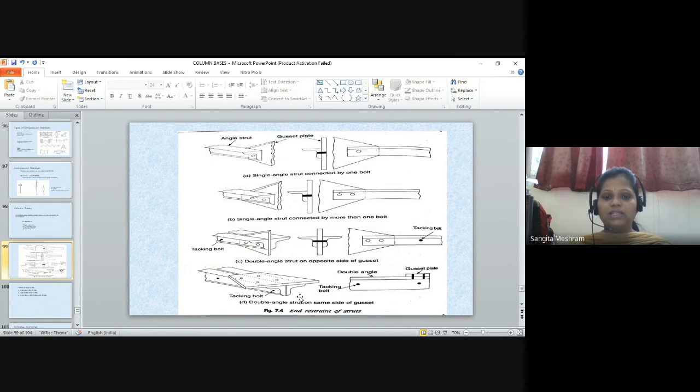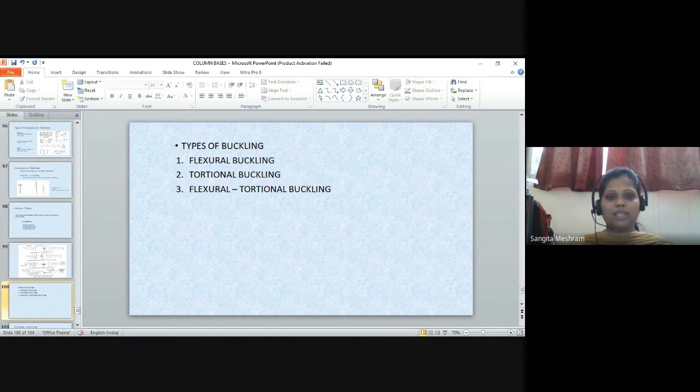Or we can provide the angle section on the same side of the gusset plate. Okay, this connection is a double angle strut on the opposite side of the gusset plate, and the next figure is a double angle strut on the same side. We can provide the angle section or strut on the same side of the plate or the opposite side. Then similarly, there are different types of buckling. So according to that, we have to design the member.